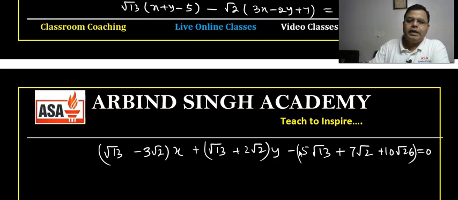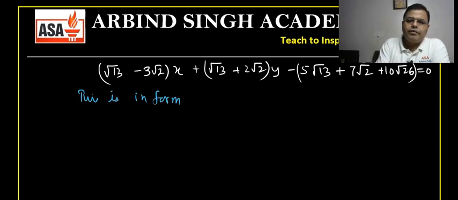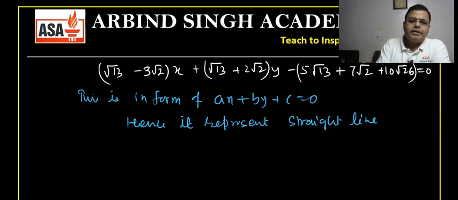That is also a straight line. This will also represent a straight line. This is in form of ax plus by plus c is equal to 0. Hence it represents a straight line.